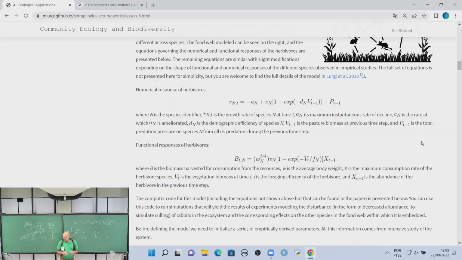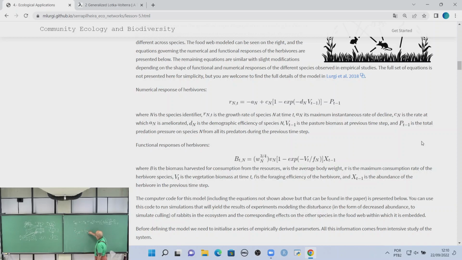And then aside from the numerical response, which tells you how fast they grow, we also needed to know the rate at which they consume resources. That was given by expressions that look like this.